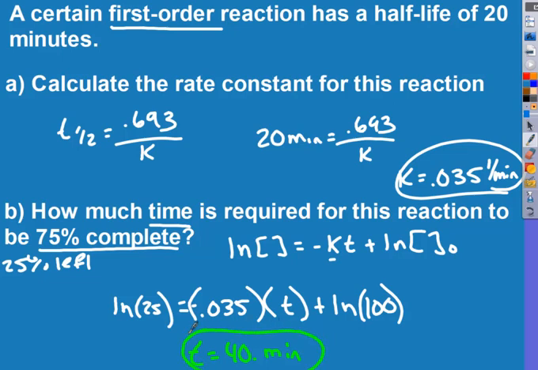It's got to be in minutes because our k was in minutes before. Always double check that your k and t units are matching up time-wise. If k was in seconds and I needed time in minutes, I would have to convert those.